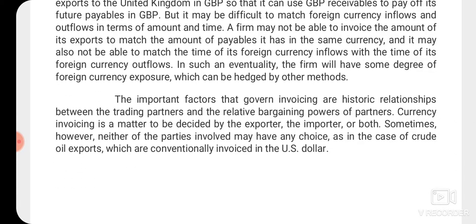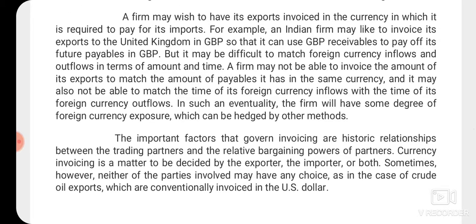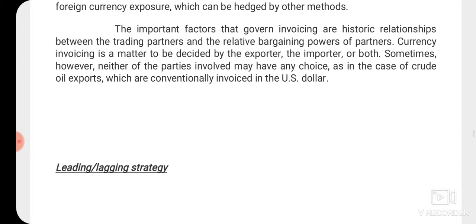The important factors governing invoicing are the historical relationship between the trading partners and the relative bargaining powers of the partners. So now I have discussed it. You can understand why we use the other party's currency: because it may be easier to settle with the other party. When we use the same Great Britain pounds to pay off our payables, a certain type of risk is involved.